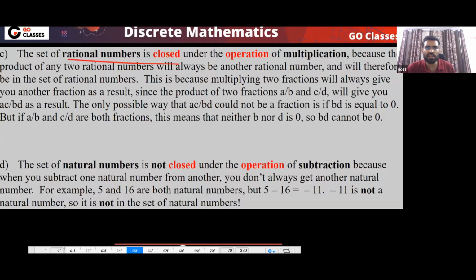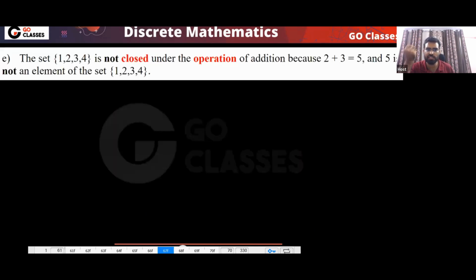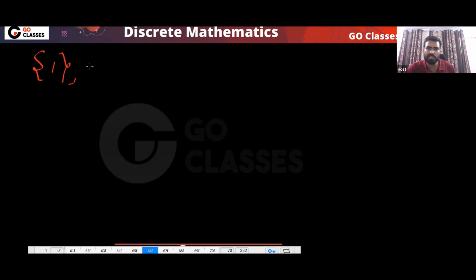Similarly, the set of rational numbers is closed under multiplication, because if you take two rational numbers, their multiplication will also be a rational number. Similarly, natural numbers are not closed under the operation subtraction, we have already seen. This set is not closed under the operation addition, because 2 plus 3 is equal to 5, and 5 is not in the base set. If I give you this base set and the operation is addition, is it closed? Tell me. This is not closed.